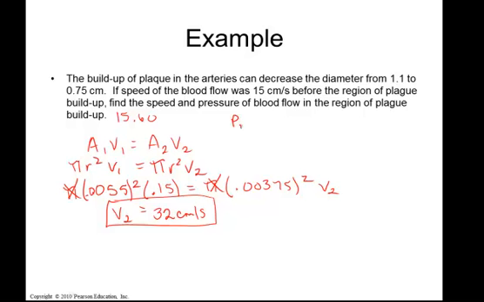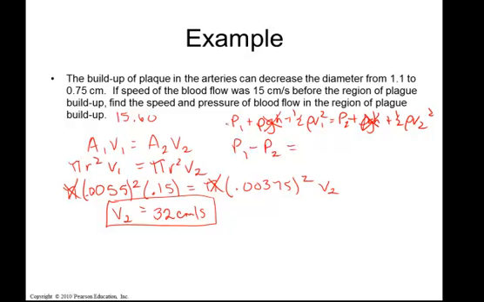So I have P1 plus rho gh plus 1/2 rho V1 squared equals P2 plus rho gh plus 1/2 rho V2 squared. Alright, and in this particular case, I don't have any difference in heights, so I don't have to use those terms. And I'm looking for the difference in the pressures. So I'm going to take P1 minus P2, and moving that over the other side.